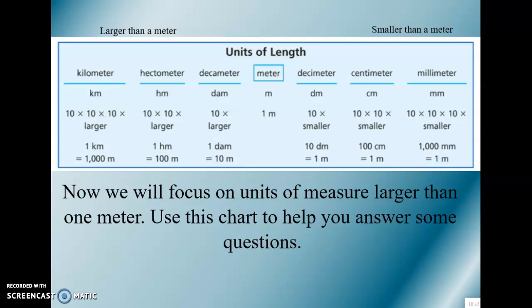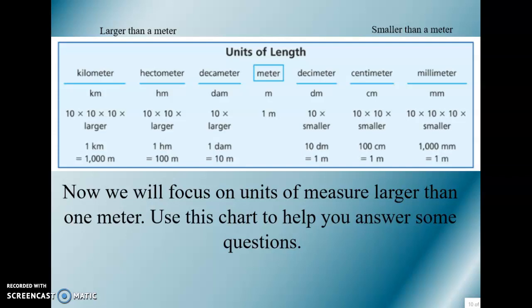So let's go back to that middle section and let's look at meter. Remember, meter is our standard. We use the meter stick every time, and we think, are we going bigger than a meter or are we going smaller than a meter? Okay, so pay attention to which way we're going. Are we doing measures that are greater than 1 meter or smaller than 1 meter?